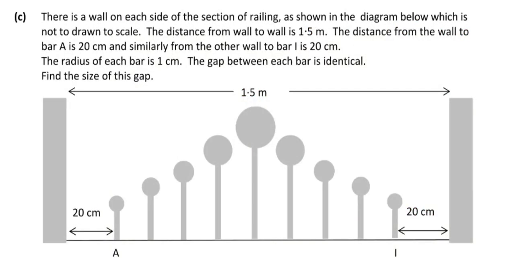All right, guys, ready? There's a wall on each side of each section of the railing, as shown. As shown in the diagram, the distance from the wall to wall is 1.5 meters. The distance from the wall to bar A is 20 centimeters, and similarly bar I, E, F, G, H, I, is 20 centimeters away. The radius of each bar is 1 centimeter, and the gap between each bar is identical. Find the size of the gap.